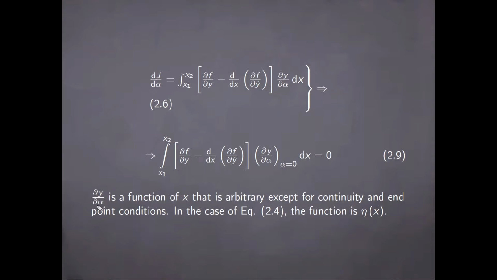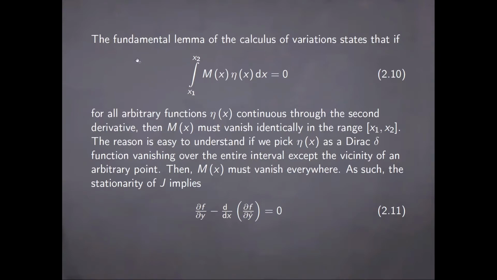The derivative of y with respect to alpha is a function of x that is arbitrary except for continuity and endpoint conditions. In the case of equation 2.4, this function is precisely eta of x. The fundamental lemma of the calculus of variations states that if the following integral vanishes for all arbitrary functions eta of x continuous through the second derivative, then m of x must vanish identically in the range x1 to x2. The reason is easy to understand.